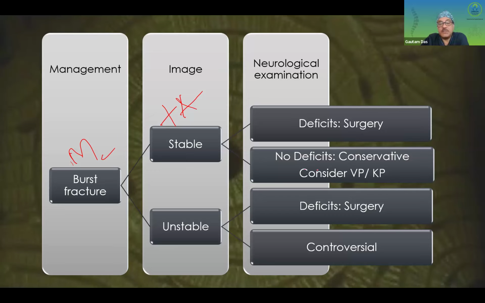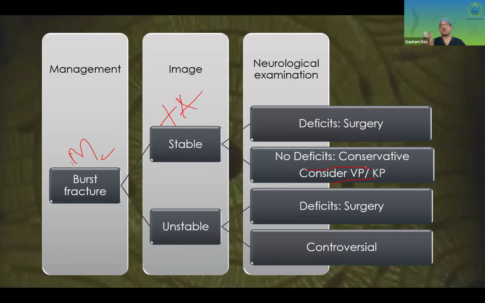If there is no neuro deficit, we can think of vertebroplasty or kyphoplasty as well. Though it is a relative contraindication, it's not an absolute contraindication. With your expertise, when you are seniors, you can think of it for the burst fracture. Even if it is a stable burst fracture with no neuro deficit, you can think of vertebroplasty or kyphoplasty, but with precaution.